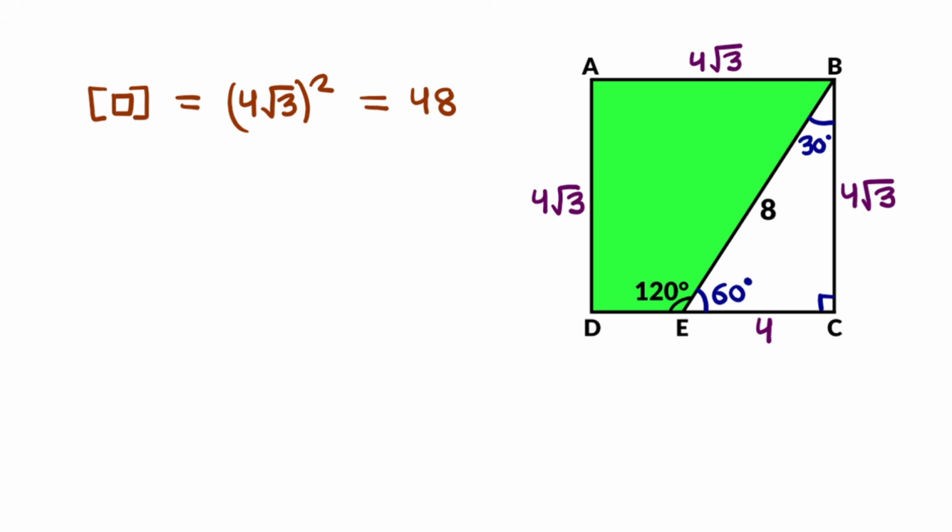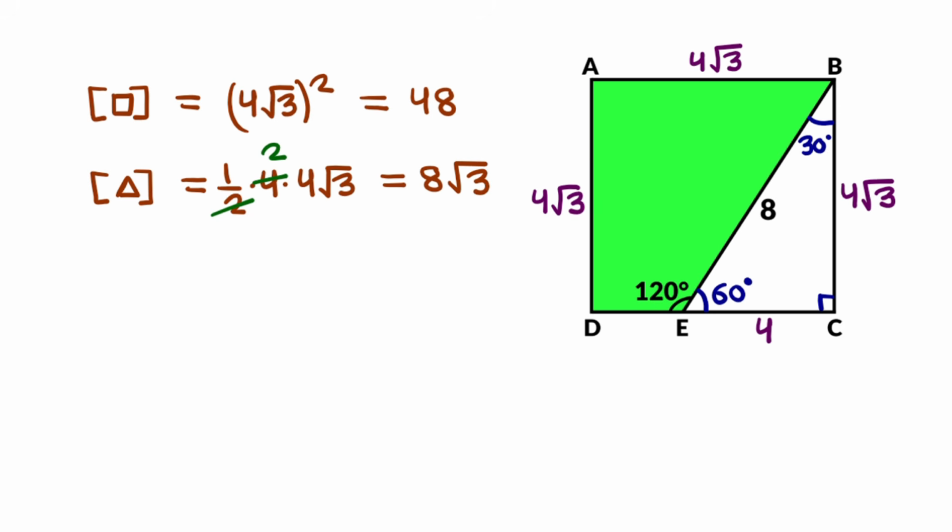Now let's find the area of triangle BCE. Its base is 4. Its height is 4 times the square root of 3. Using the triangle area formula, 1/2 times base times height, we get the area of the triangle equals 1/2 times 4 times the square root of 3. 1/2 times 4 is 2, and 2 multiplied by 4 times the square root of 3 is 8 times the square root of 3.